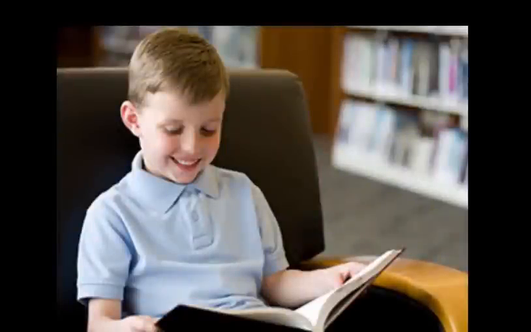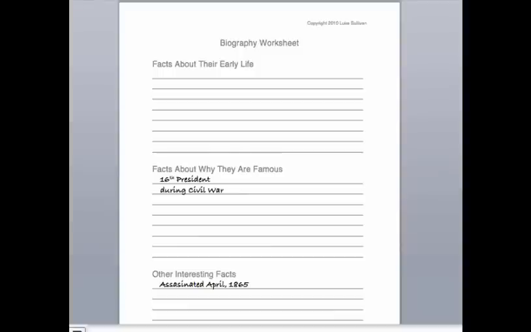Start reading your book or books from the library. Keep your biography worksheet handy and write down facts as you read. You're not searching the book looking for these facts. Instead, you're reading the books, and as you read them, if you come across facts that fit into these areas, you put them down. Remember, you must have 9 facts in all before you can start writing your piece.